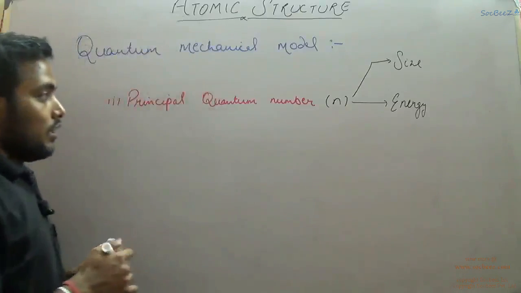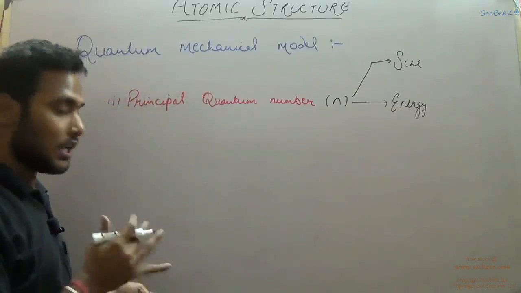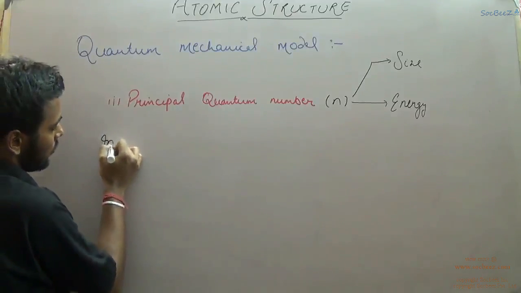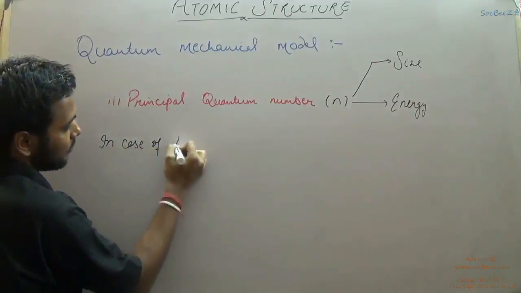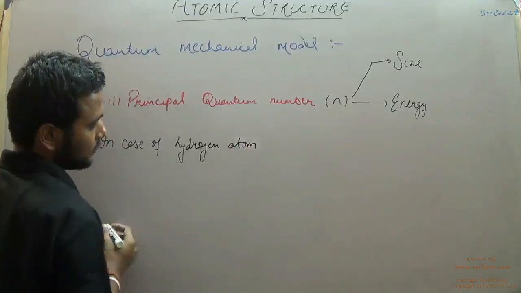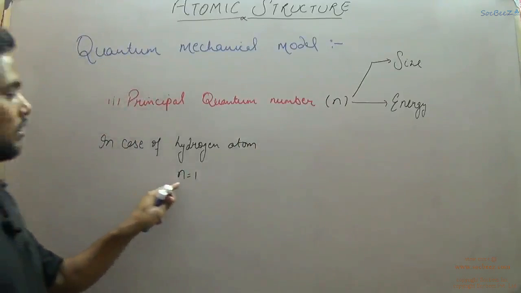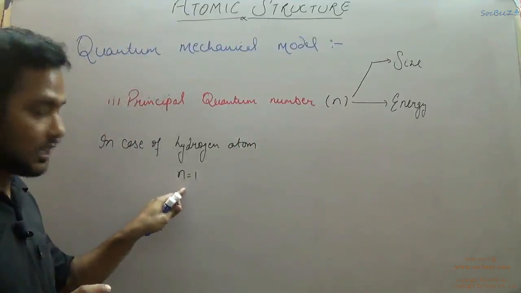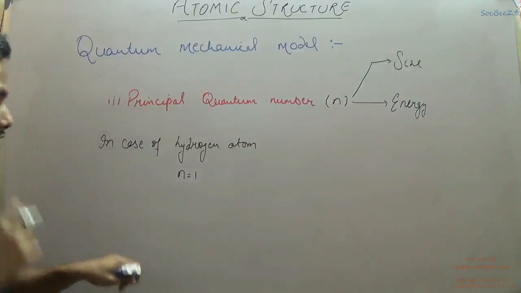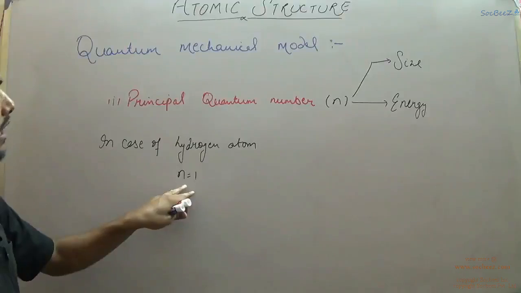Now, if an electron is in space, for example, just consider the hydrogen atom. Since the electron is only one in case of the hydrogen atom, N equals 1. In case of the ground state, N is always 1. N is greater than 1 only in case of an excited state, so we are not going to discuss the excited state currently. So in case of the hydrogen atom, N equals 1.